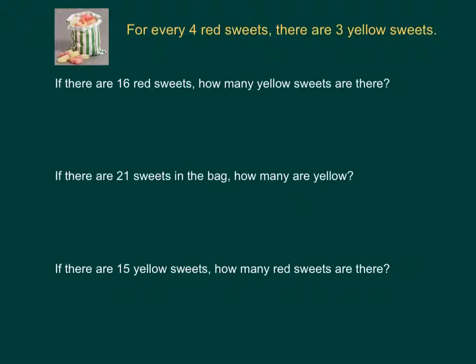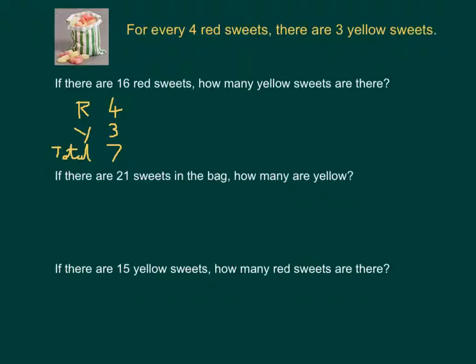Now, let's have a go at some ratio questions. So, for every 4 red sweets in the bag, there are 3 yellow sweets. I'm going to do the first question, and I want you to have a go at the next 2. So, I've laid the information out like this. For every 4 red, there's 3 yellow, and that's a total of 7 sweets.